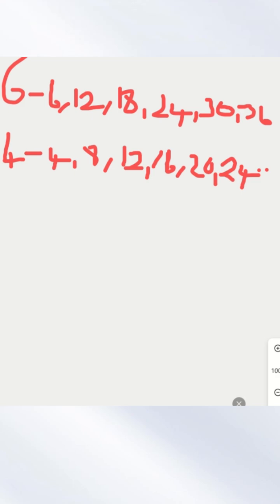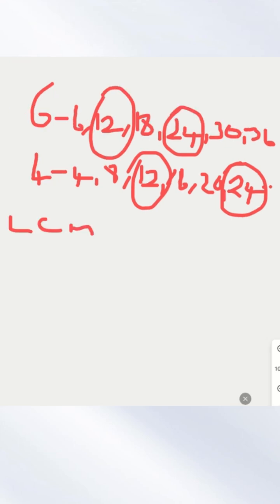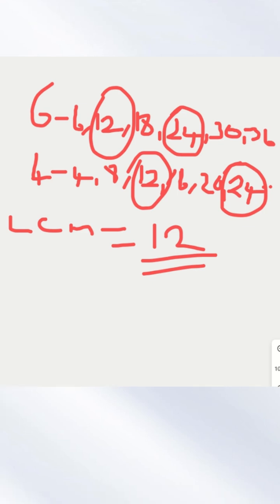Now, when you look at the multiples, what are the common multiples? For 6, you can see there is 12 here, there is 12 here, so it's a common multiple. There is 24 here, there is 24 here, it is a common multiple. If I continue to list the multiples, I will see the common multiples continue to appear at intervals. Now, what we mean by lowest common multiple is the least number. When you look at all the common multiples, the least number that is common to both of them is 12. So LCM of 6 and 4 is equal to 12. That is the lowest common multiple, common to both 6 and 4.